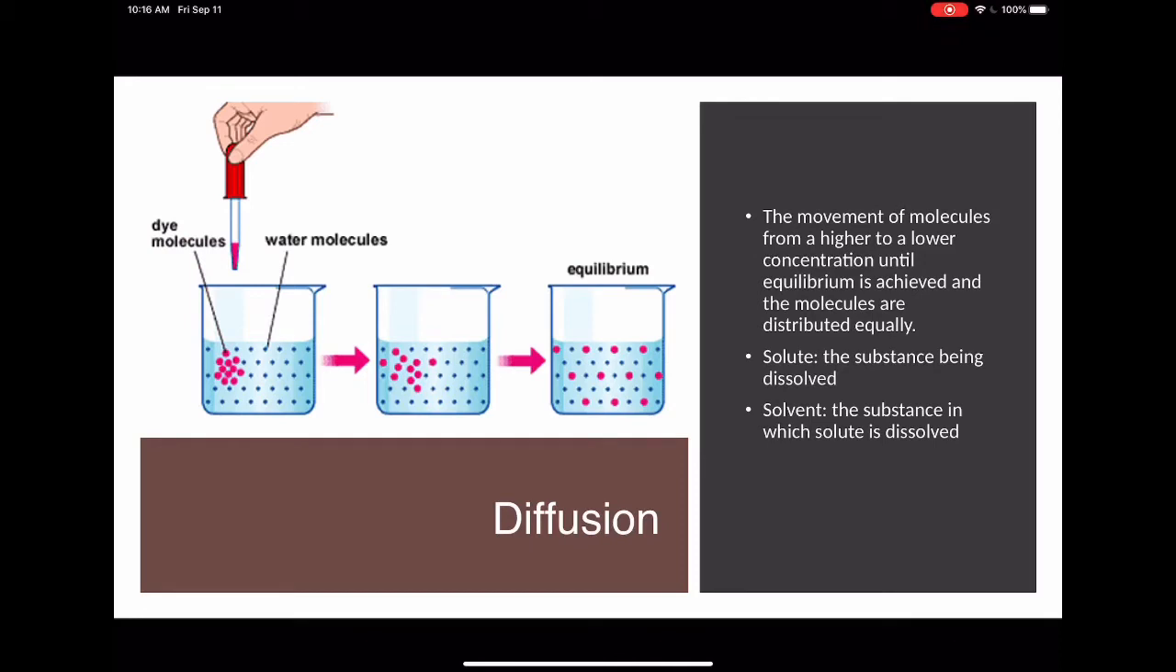It takes some time for it to be dissolved, for you not to see those sugar crystals anymore. And this is just how the sugar molecules break down until they're equally distributed in the water or the tea. So that would be the solvent, the substance in which the solute is dissolved.